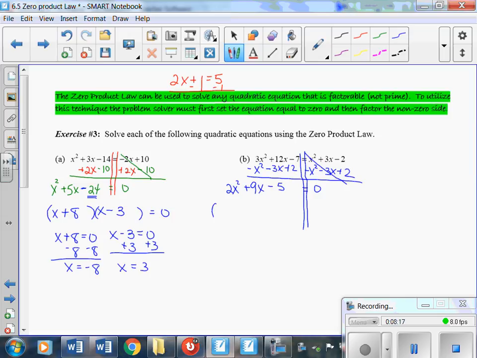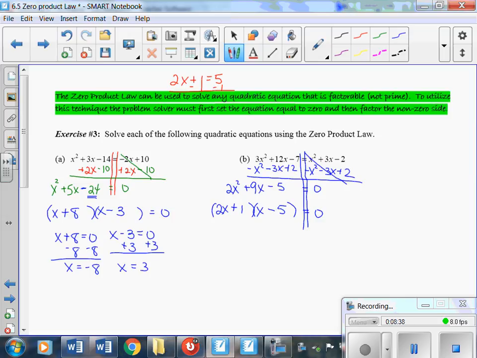Now, factoring with a leading coefficient of 2 is a little trickier, but considering we just have 2x and x, and then 5 is only going to be 5 and 1, figuring out where you're going to put that 1 and 5 is the trickiest part here. But it turns out to be looking like this. You can use the box method if that makes you happy.